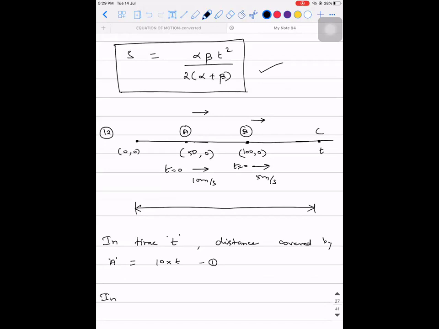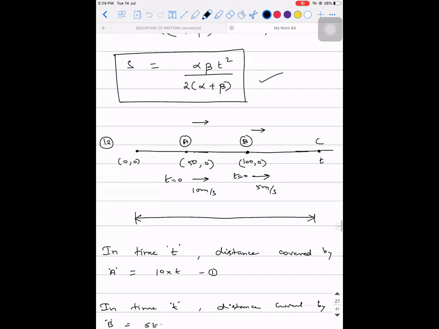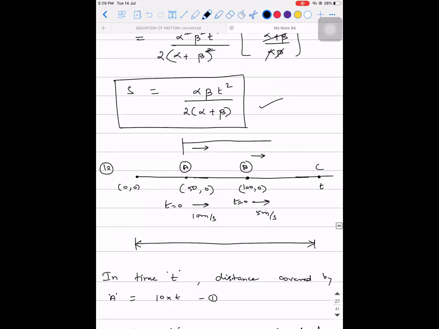In time t, the distance covered by B, obviously, what is it? 5t. This distance is 10t, this distance is 5t. Am I right?